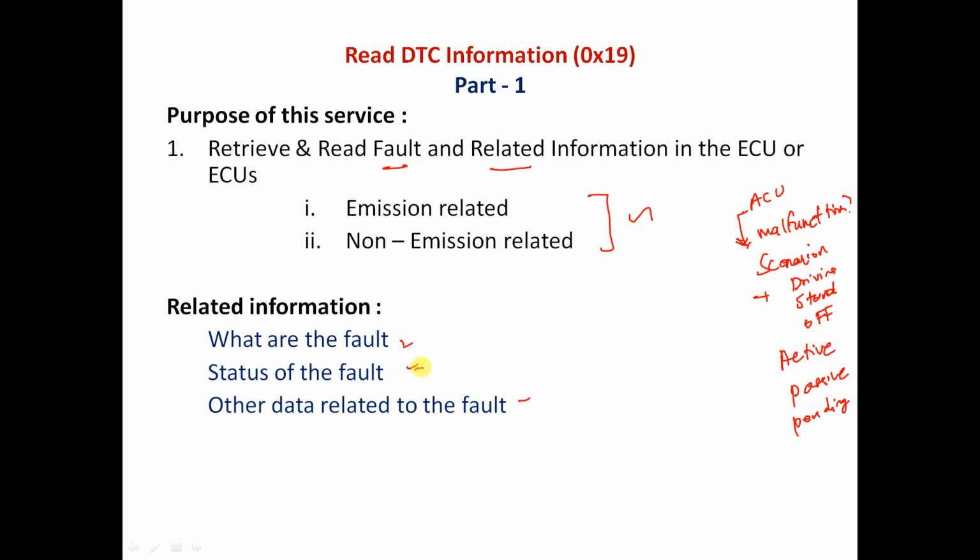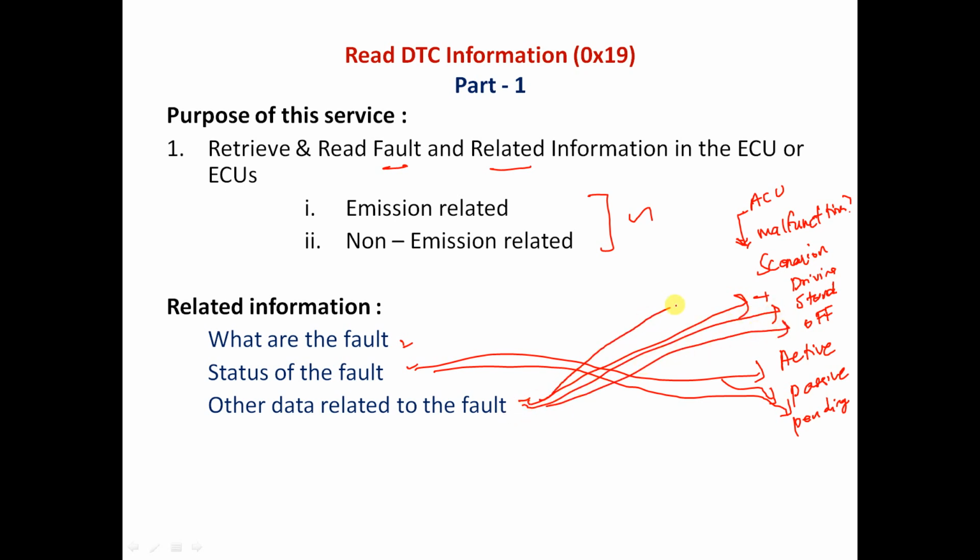Status means whether it is active or pending, or it may become historic. Then other data means driving or standstill, or engine off, or the time of ignition start. Maybe due to high power supply there may be some fluctuation. Maybe in DC you will not get a fluctuation, but I can give you a small example. At the time of ignition start, for some users it is recommended to switch off certain things.